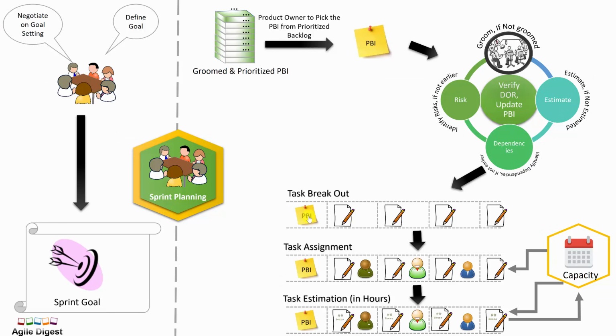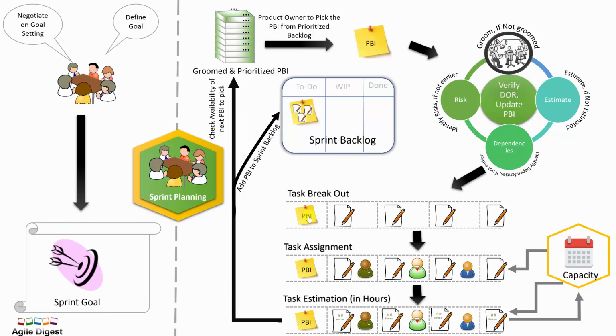Okay, so now we came back to where we had left our sprint planning cycle. Once we have our task estimation ready, we'll add this to our sprint backlog, and also pick one more story from the product backlog, the prioritized and groomed product backlog, and do the same cycle. We'll continue doing this cycle until we have no more stories available in the product backlog or no more capacity available, whichever comes first. So till that time we'll be doing it.